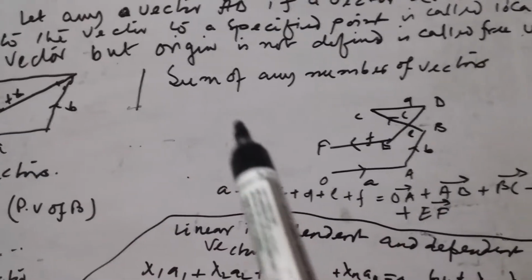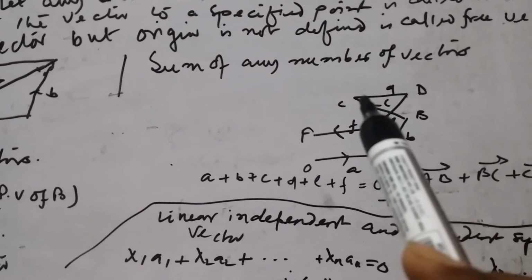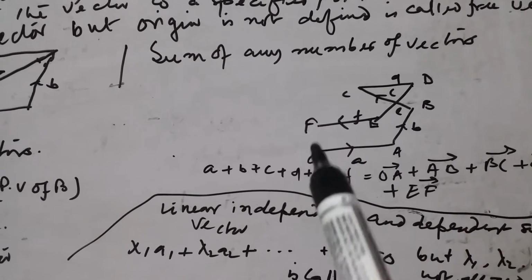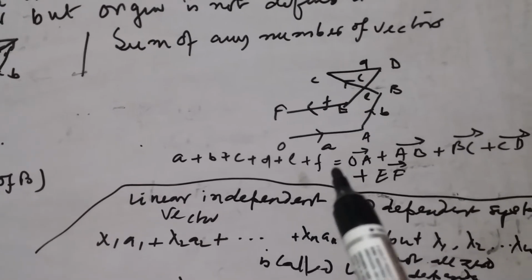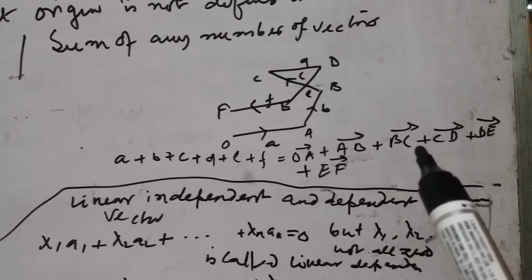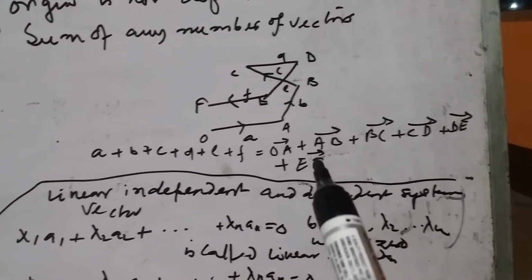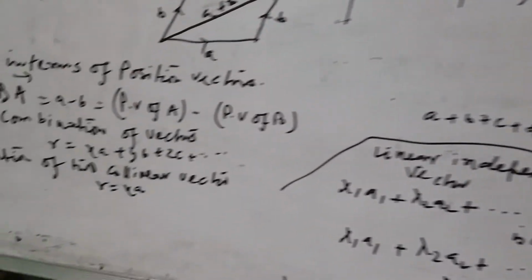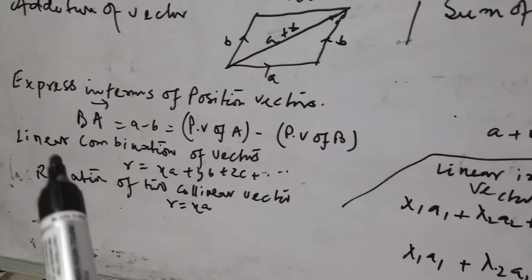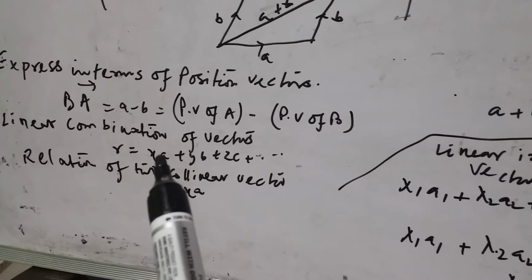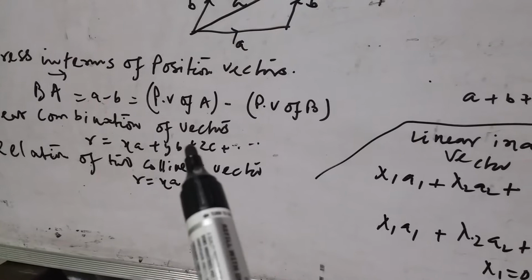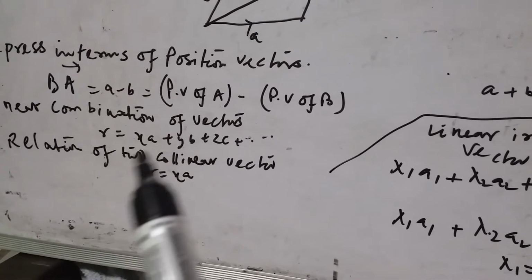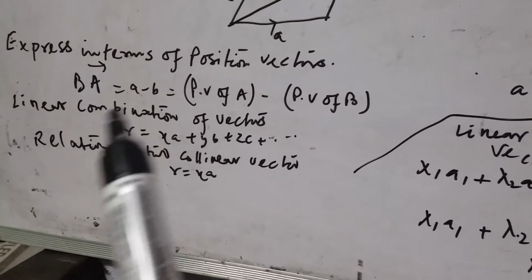And the sum of a number of vectors, that is A, B, C, D, E, F. So a plus b plus c plus d plus e plus f equals OA plus AB plus BC plus CD plus DE plus EF. That is the sum of vectors. And the linear combination of vectors: if x, y, z are scalars, then r equals x a plus y b plus z c and so on, that is a linear combination of vectors.